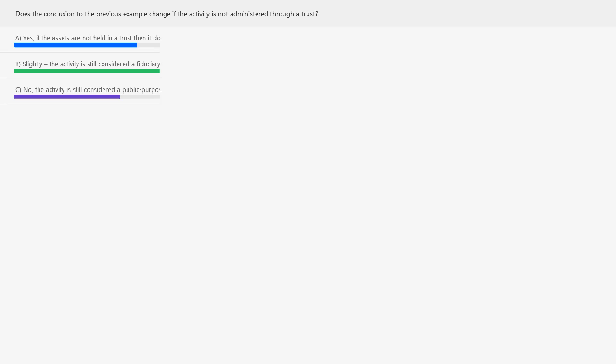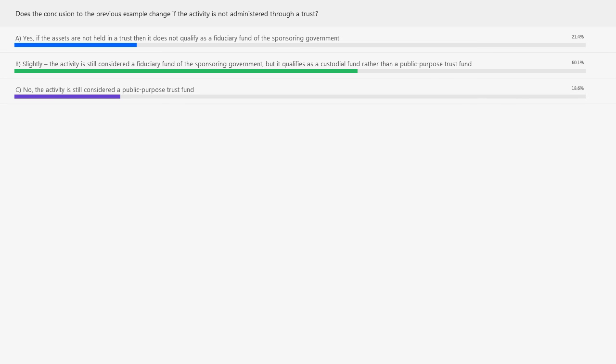Back to you, Keith. All right, looks similar. Everyone liked response B for the most part, and then I think response A was the second most. So response B was, does our conclusion change? It says slightly, the activity is still considered a fiduciary fund of the sponsoring government, but it qualifies as a custodial fund rather than a public purpose trust fund. And I'd have to say, you guys are correct.